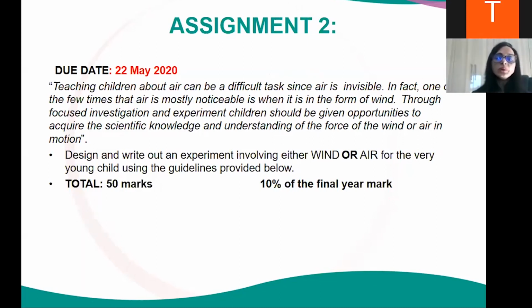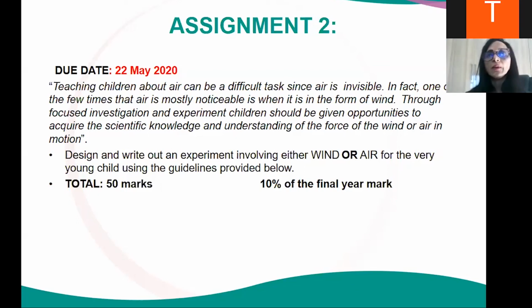In fact, only a few times is air mostly noticeable, and that is when it is in the form of wind. Through a focused investigation and experiment, children should be given opportunities to acquire the scientific knowledge and understanding of the force of wind or air in motion. Design and write out an experiment involving either wind or air for very young children using the guidelines provided.